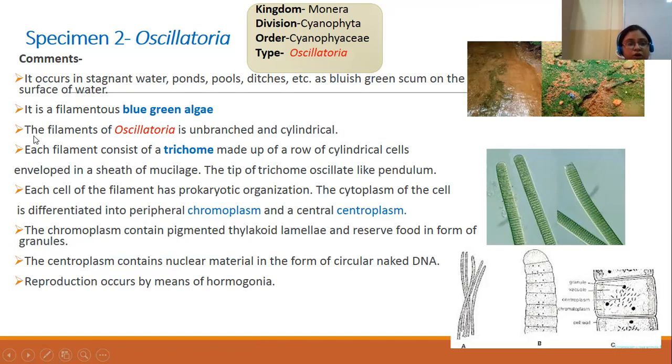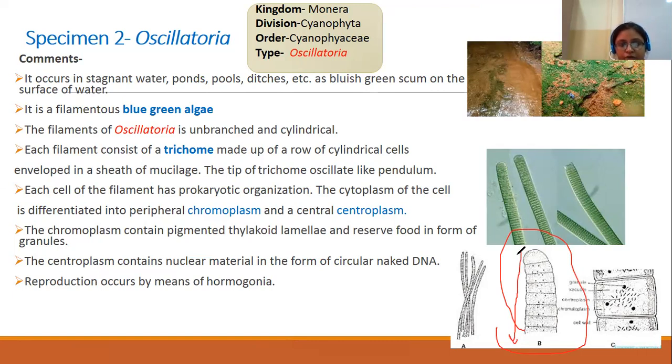Fine. Now, when we talk about the structure of this bacteria, this is the structure. Here you can see, first of all, this bacterium is filamentous. Each filament of this bacteria, or I can say the blue-green alga or cyanobacteria, consists of a trichome. Here you can see the trichome. This trichome is made up of a row of cylindrical cells, stacked one upon the other, and they form a trichome.